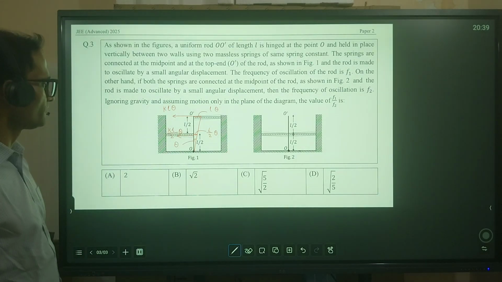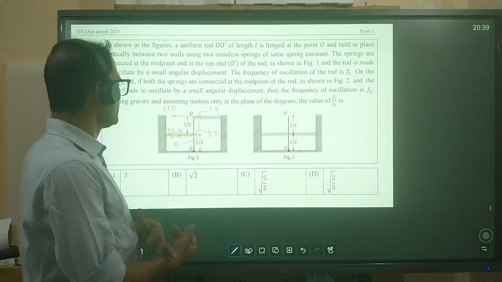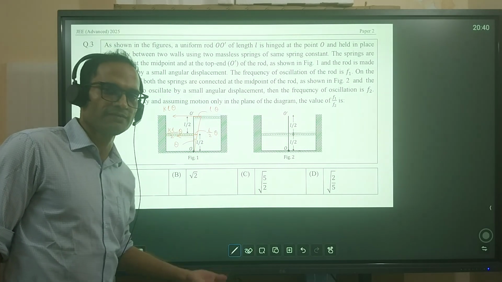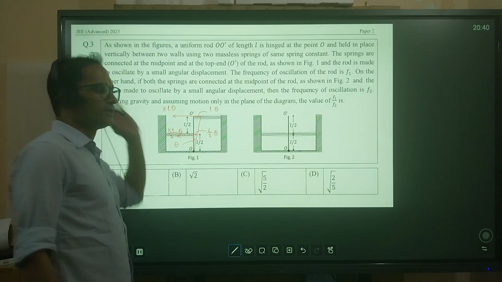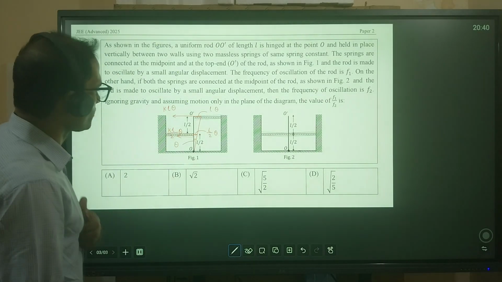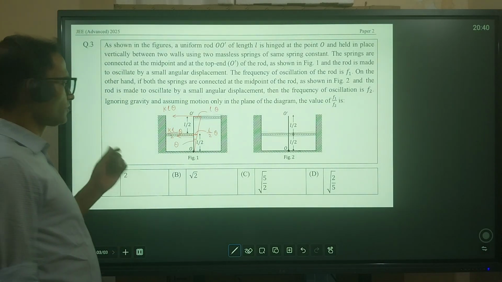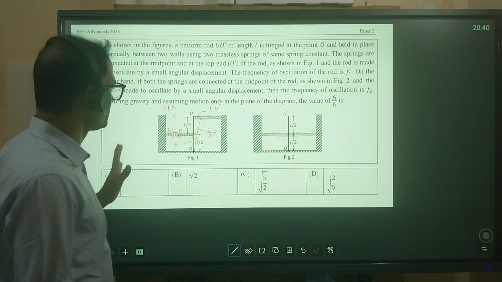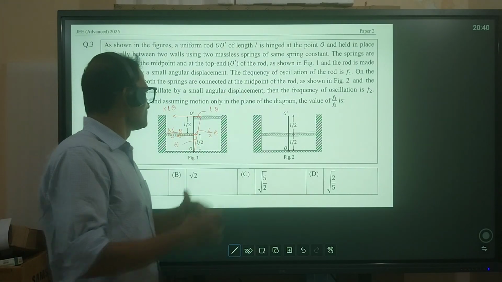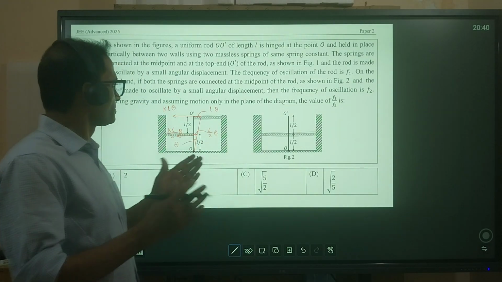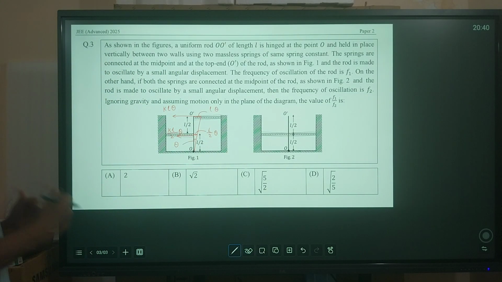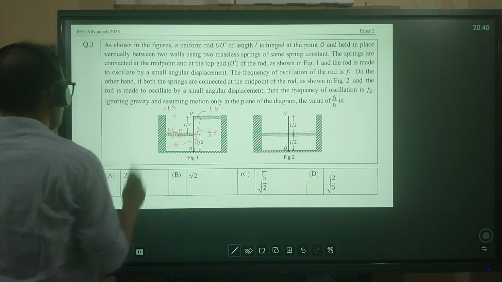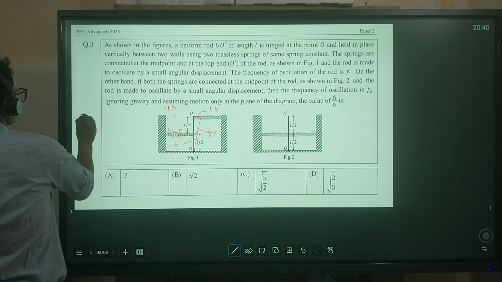So you can see that here the force is only half, because the elongation is only half, compared to this one. But what about torque? We actually need the torque because we are taking the angular displacement. For linear oscillation, we have to see the linear displacement, but here we have to see the torque. Now how to get torque in this case?